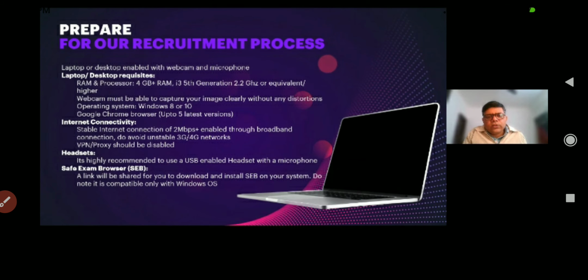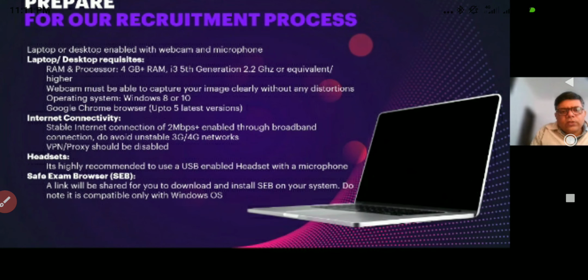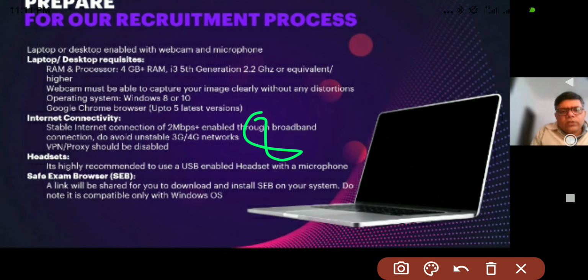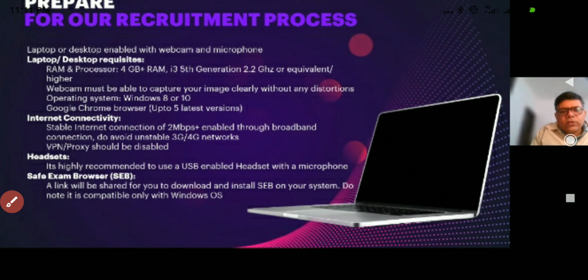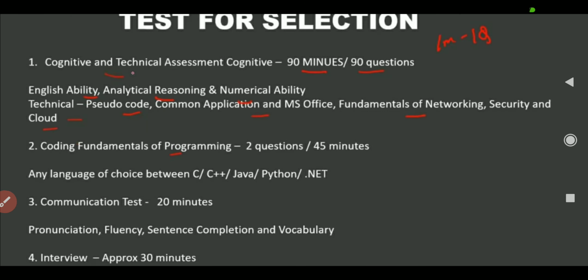Alright, guys. Once you are done with this, then prepare for our recruitment process. These many things should be there in your laptop: minimum 4 GB RAM, then i5 5th generation processor, 2.2 gigahertz frequency, and those kinds of things are given. Note that Windows 8 and above is allowed, not 7, and the ultimate versions are there; 7 and 7 Pro, those kinds of things are not allowed. So please use 8 and above. That thing I already discussed, so let me skip it.